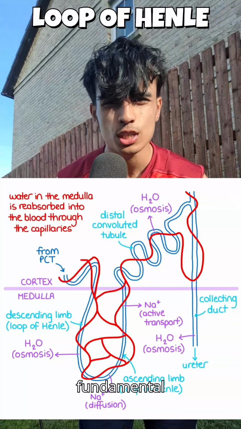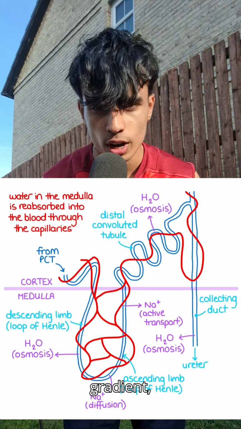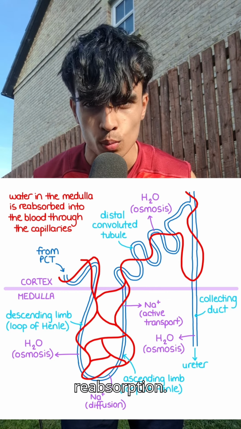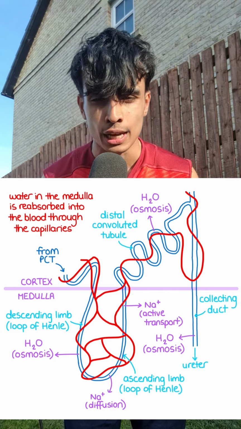Loop of Henle explained. What is the fundamental role of the loop of Henle? The role of the loop of Henle is to maintain a sodium ion gradient and help with selective reabsorption. Okay, how does this work? So there's two limbs, ascending and descending. Let me go through them.